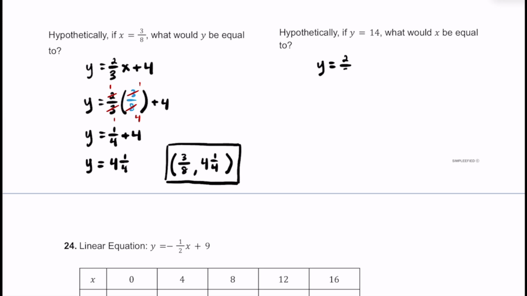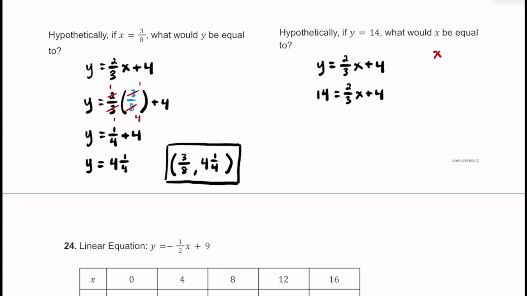It says y is equal to 2/3 x plus 4. But in this case, we're saying that y is going to be 14. So let's go ahead and take this y is equal to 14 and substitute that in for this y value. So let's say 14 is equal to 2/3 times something plus 4. Okay, so in this case, these are a little bit trickier, but we know that we don't want to have a fraction anymore. So what are some possible values of x to try?